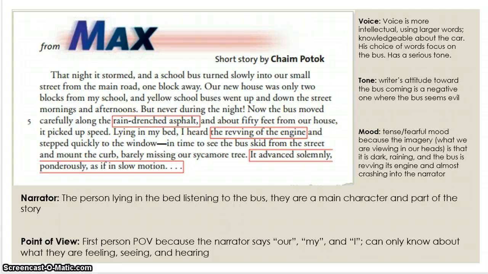The narrator in this short story is the person lying in bed listening to the bus. They're the main character and part of the story. So that's the person telling the story, and he's using I statements. And that's how you find the point of view. So it's first person point of view because the narrator says our, my, and I. So you can only know what they are feeling, seeing, and hearing. If it was a third person omniscient, you might see who was in the bus and know the bus's feelings or why the bus was going that way. But because it's only first person point of view and the narrator is the person lying in bed, you only get to see their point of view, and the only thing they see is a bus skidding down the street towards them.